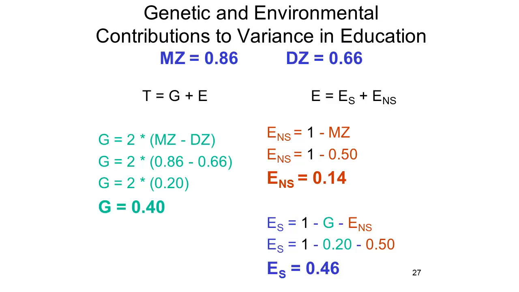Dizygotic twins show a correlation of 0.66. Double the difference, and we see that about 40% of population variance in educational achievement is attributable to genetic variance. This makes sense. If education has something to do with intelligence and intelligence has something to do with the genes, then genes ought to play a role in educational achievement.